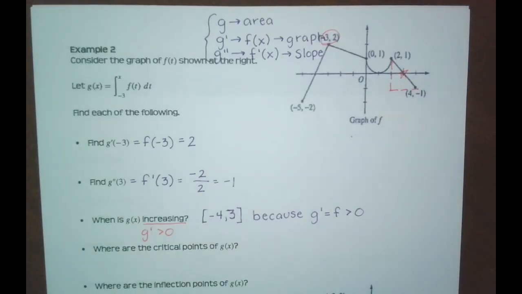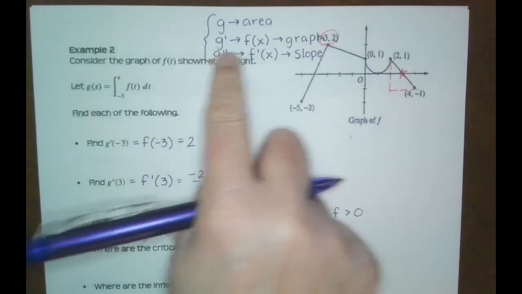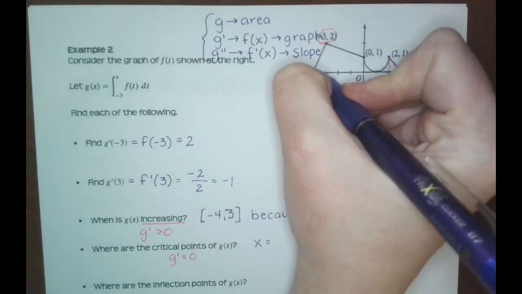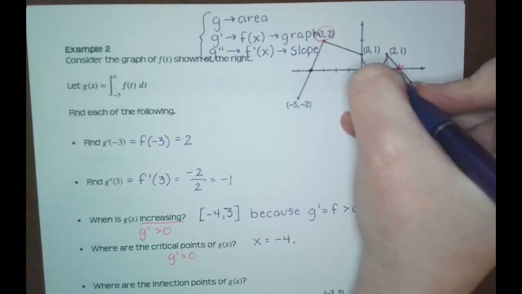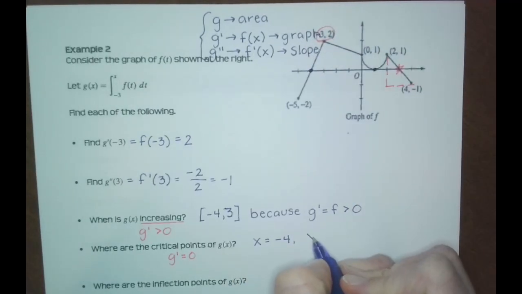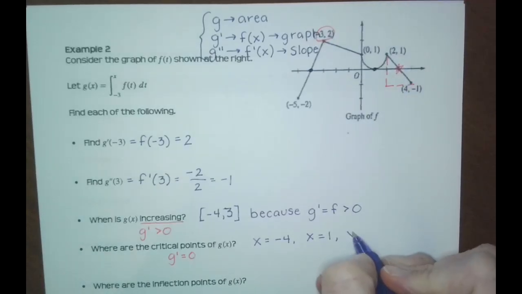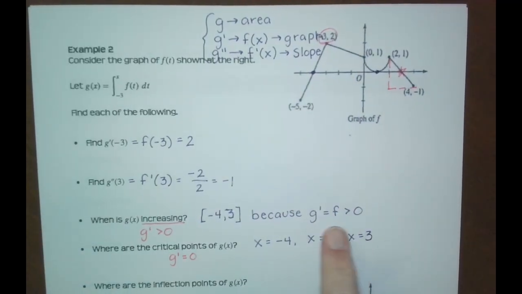Okay, critical points. Critical points of G would be when G prime is equal to 0, right? So again, G prime is really F. So we're going to say this happens here at -4, happens here at +1, and then happens again here at +3. And again, our reasoning would look very much the same way. G prime, which is really F, equals 0.